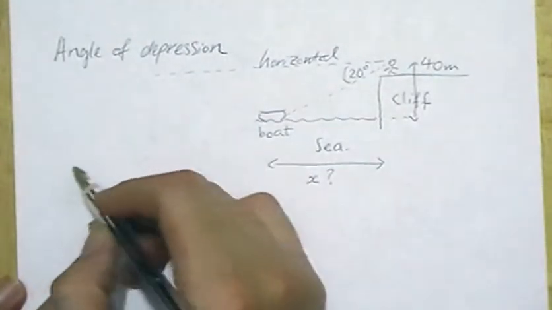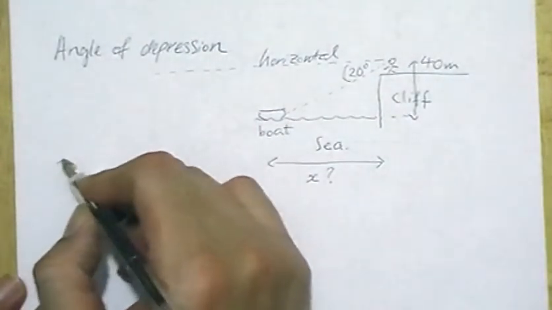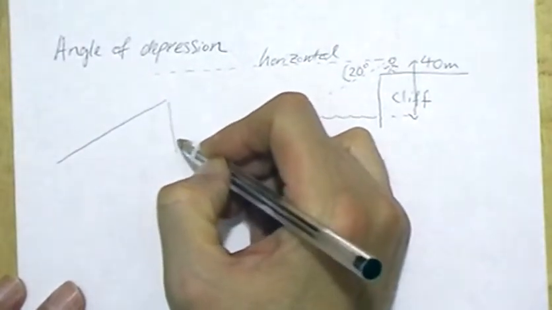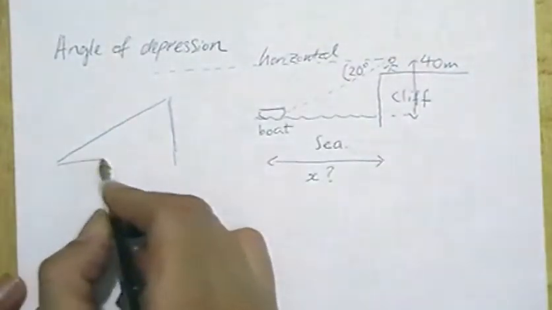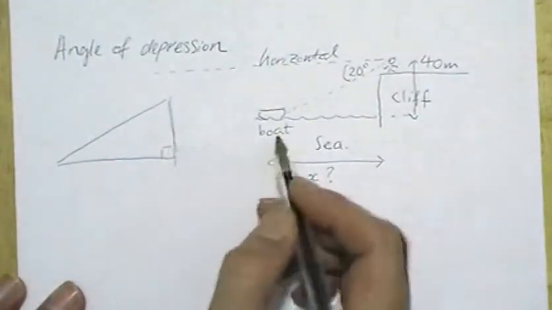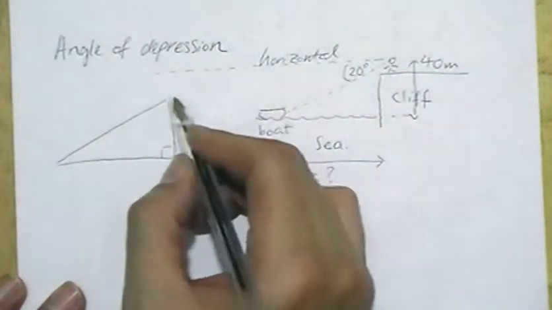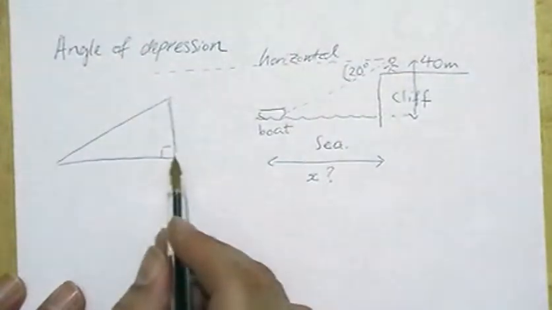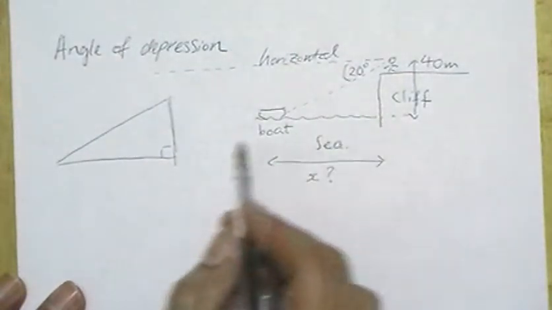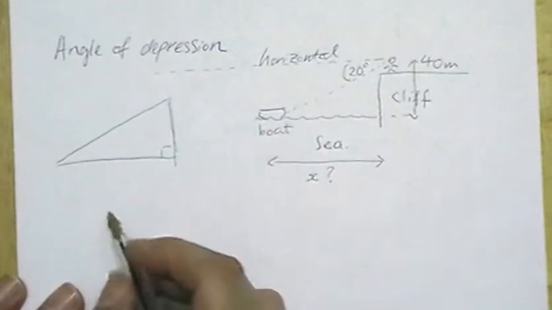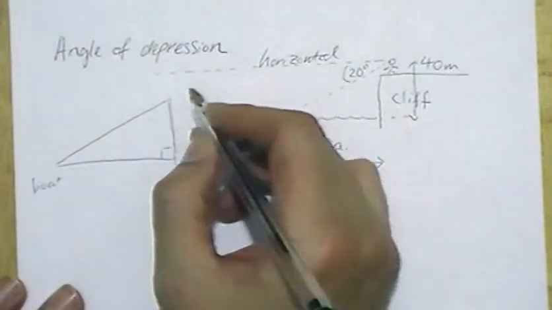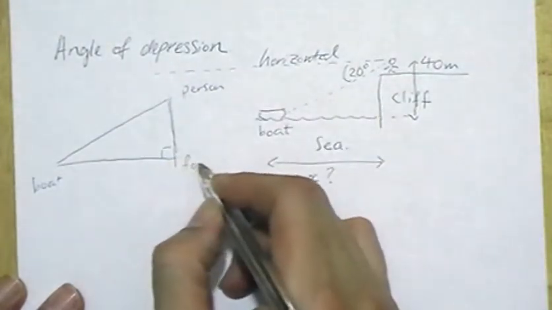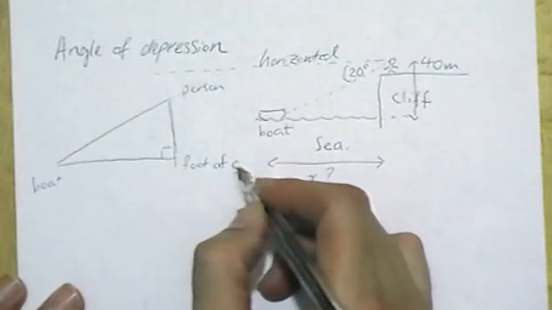Okay, and I'm going to draw that triangle here. Okay, so this is where the person is. This is the foot of the cliff. That is the boat. Alright, so boat, person, and foot of cliff.